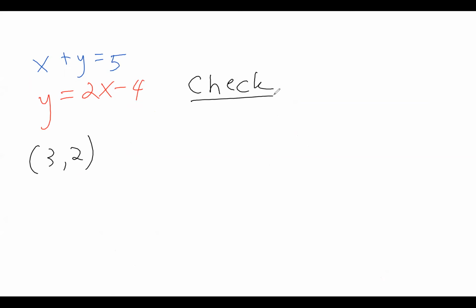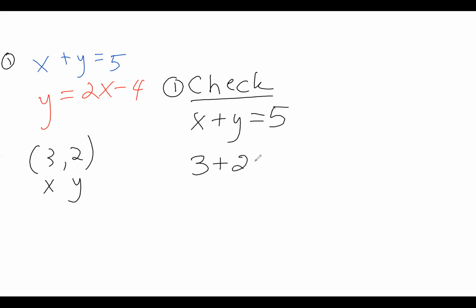First, let's check the first equation. So I'll just call that equation 1, x plus y equals 5. I'm plugging in both of my numbers that I got in my ordered pair. So I'm plugging in 3 for x and 2 for y. So let's replace x with 3. So instead of x plus y, I'm going to write 3 plus, and then I'm replacing y with 2. So 3 plus 2 equals 5.